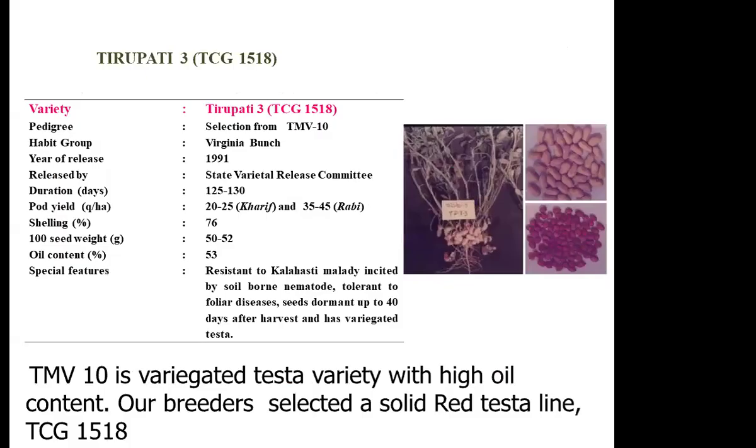Next slide. This was later on released as Tirupati 3. This has high oil. Actually, it is a selection from TMV10, a variegated testa variety with high oil content. Our breeders, I have to say, were very keen in selecting. They identified a red testa line out of the variegated testa line. Next slide.